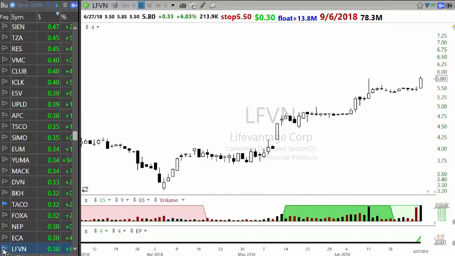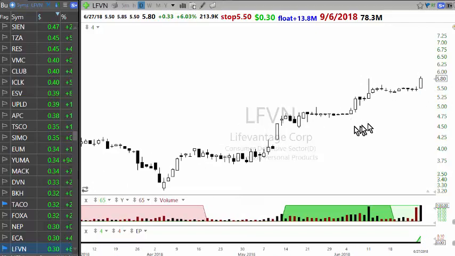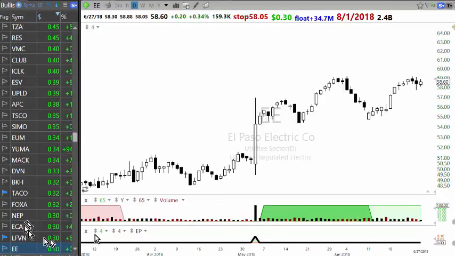LFE, and this is the second breakout which I brought again. Look at it, in a very orderly series of narrow range days. Volume was high, closed near the high, so float is 13.8 million. So that's a good setup.